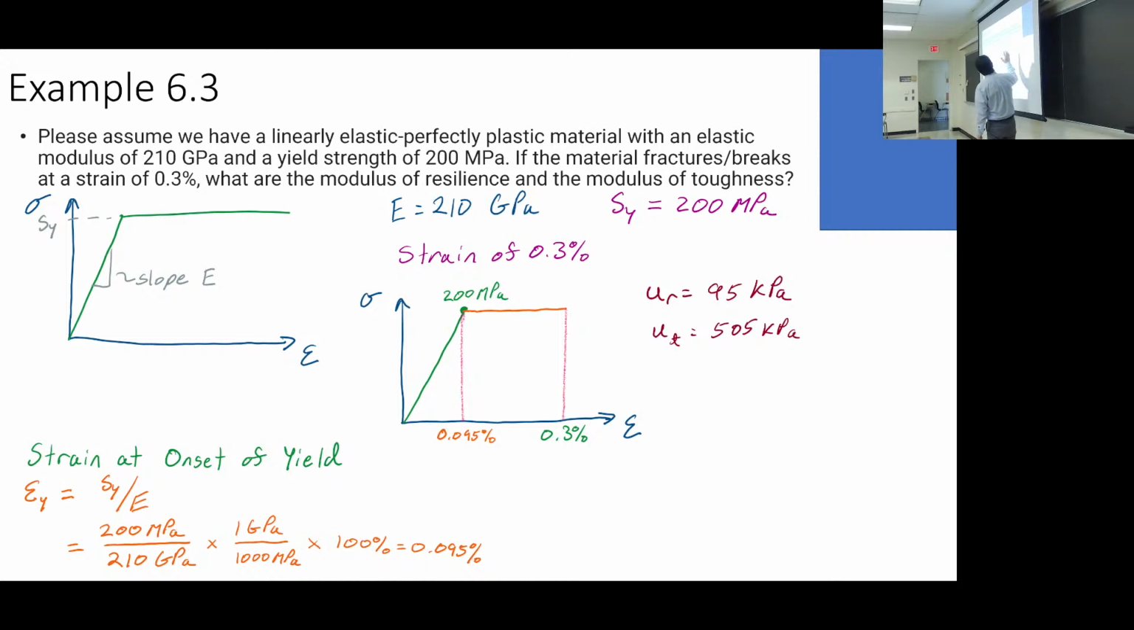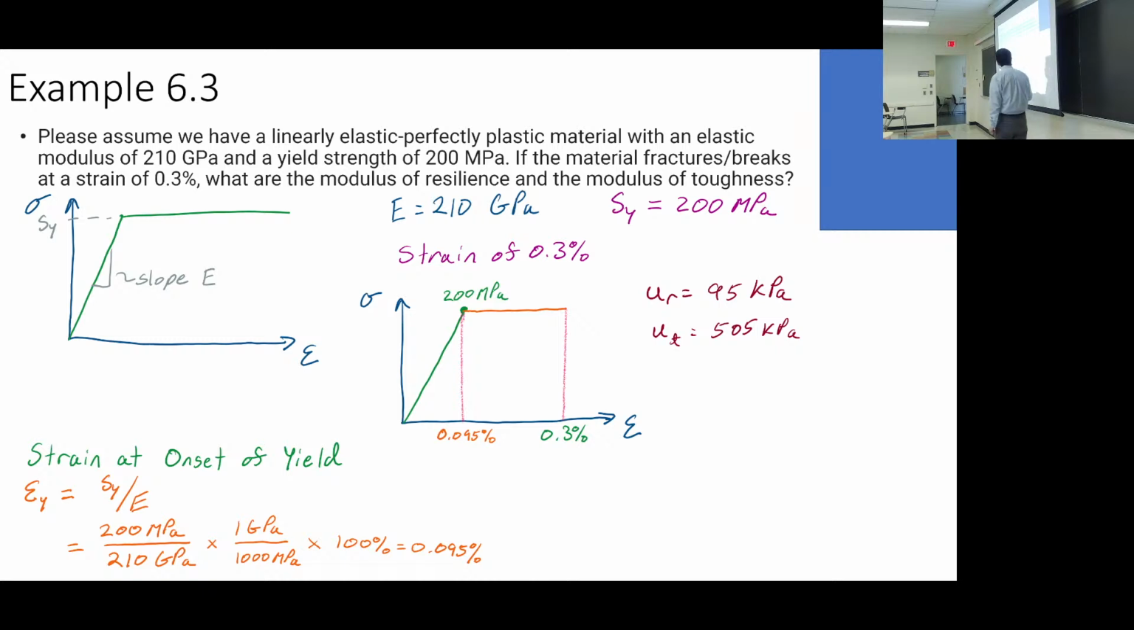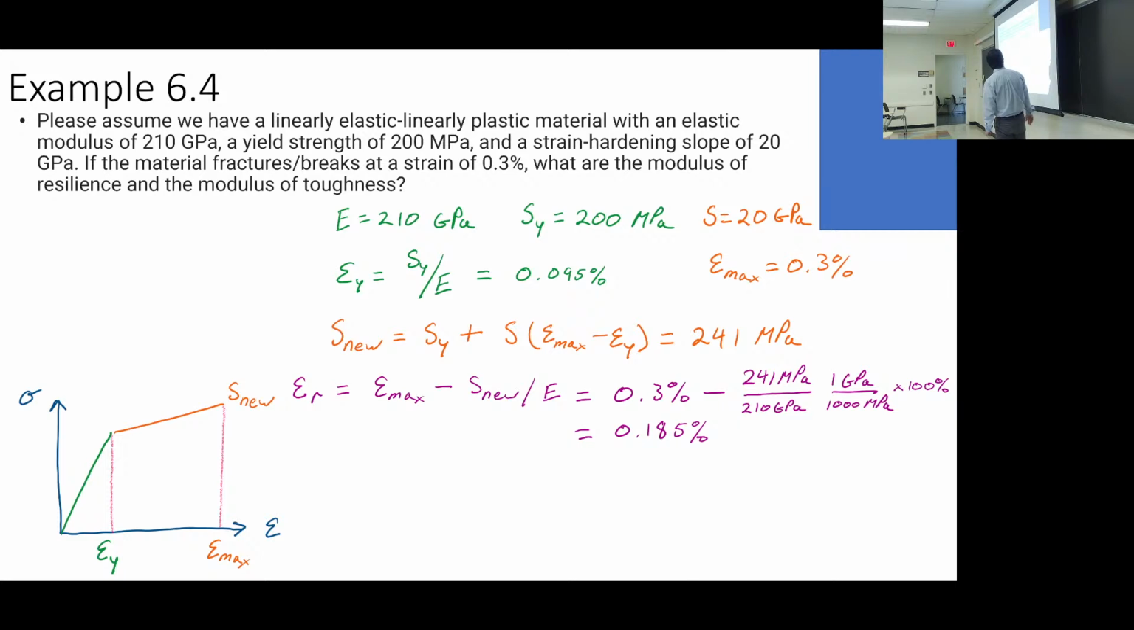You say, here is a model, either the linearly elastic, perfectly plastic model, or the linearly elastic, linearly plastic model. And we say, calculate the area under here for the modulus of resilience, calculate the area under here for the rest of the modulus of toughness, add these two together, and that gives you the modulus of toughness. So this is a rectangle, this is a triangle. I know you can calculate the area under these.